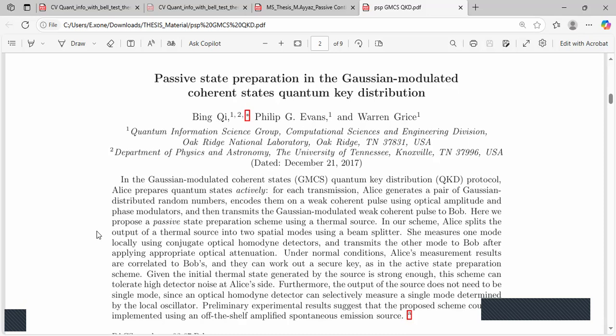The continuous variable QKD, or CV-QKD in short form, is famous because it is compatible with present-age telecommunication devices, and we can implement this QKD using just simple optical devices like beam splitters, modulators, and some coherent measurement devices like homodyne and heterodyne detection. So it is very easy to implement.